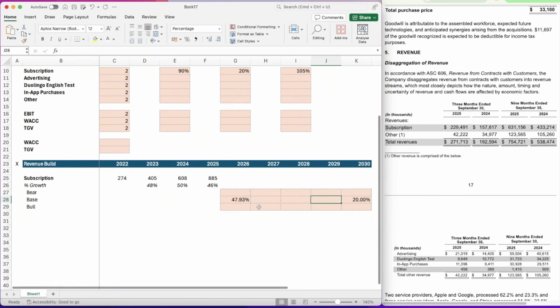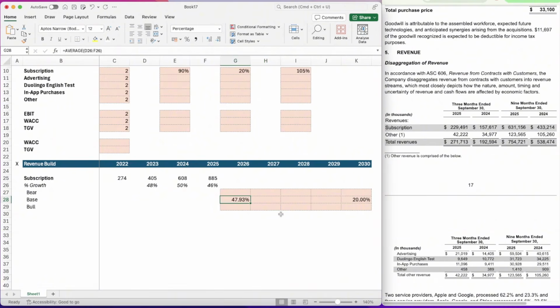To work out what these cells should be, so it's at 48% now and it's trending towards 20. We go equals the previous year minus, open brackets, the previous year minus the final year divided by the final year, as in 2030, minus the previous year. And we're going to use this again, just copy paste it, so we need it to update dynamically.